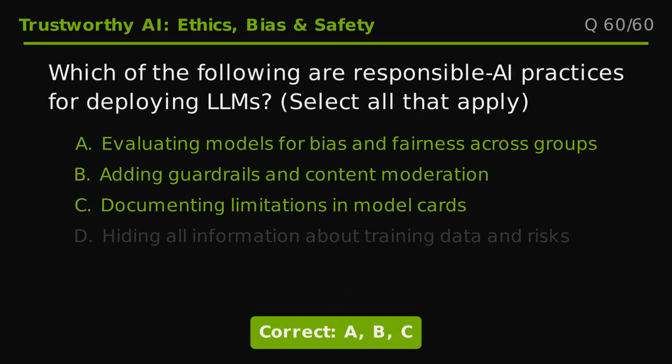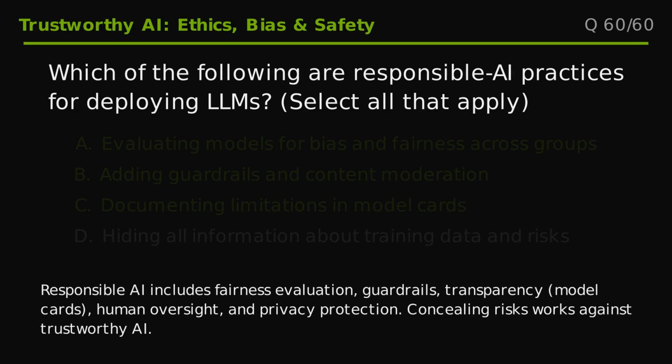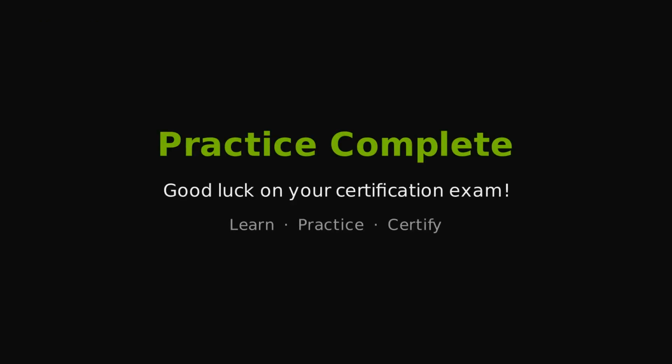The correct answers are and responsible way includes fairness evaluation, guardrails, transparency, model cards, human oversight, and privacy protection. Concealing risks works against trustworthy way. That completes the practice test. Review the explanations for any questions you missed, and good luck on your certification exam.